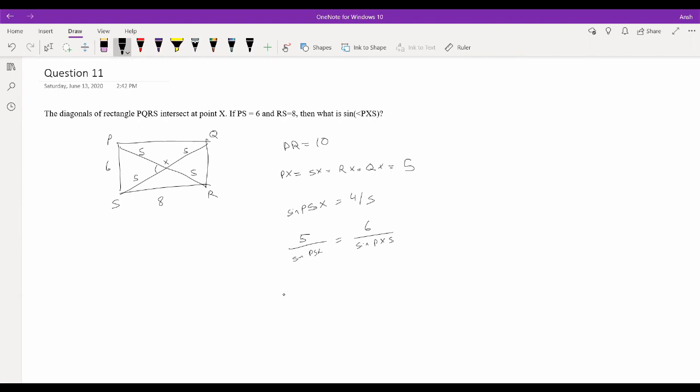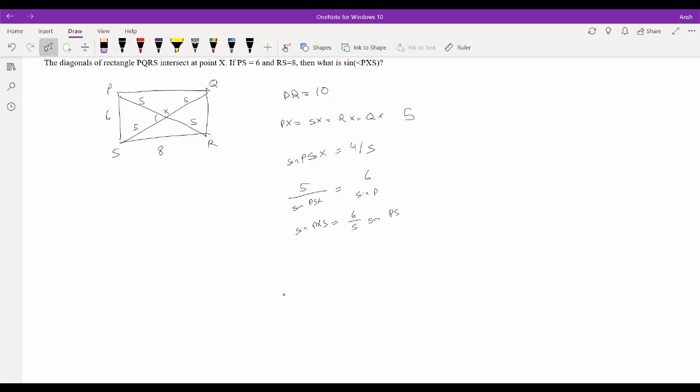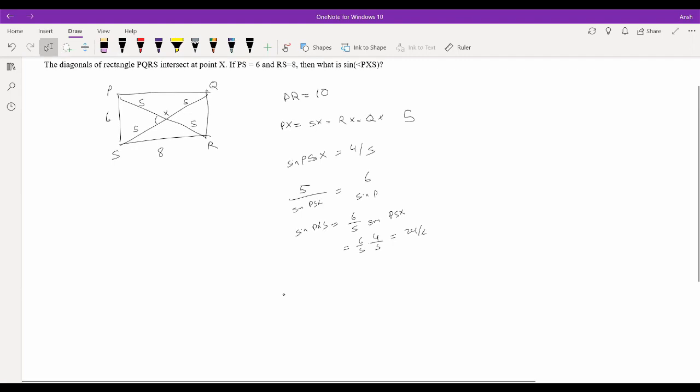So if we simplify this, we get sine of PXS is equal to 6 over 5 times sine of PSX. Substituting in sine of PSX equals 4/5, we get that sine of PXS is equal to 6/5 times 4/5, which is 24 over 25. And that is our final answer.